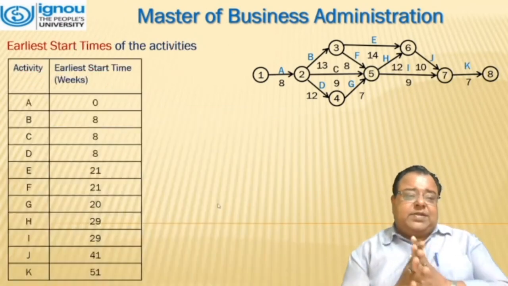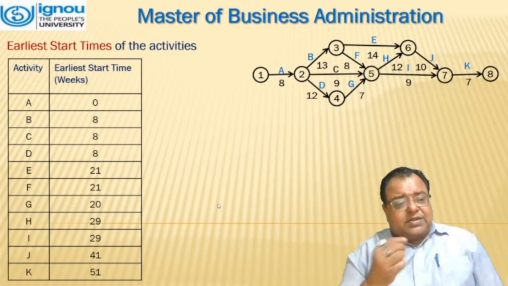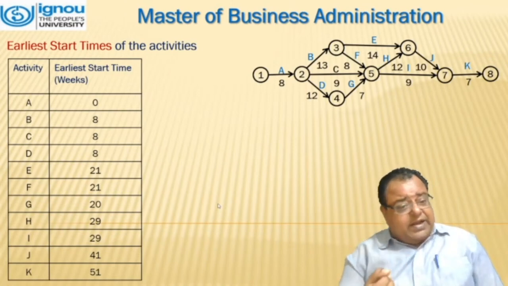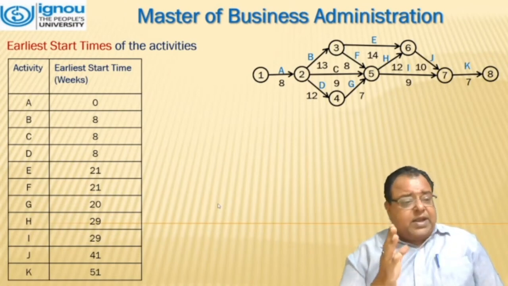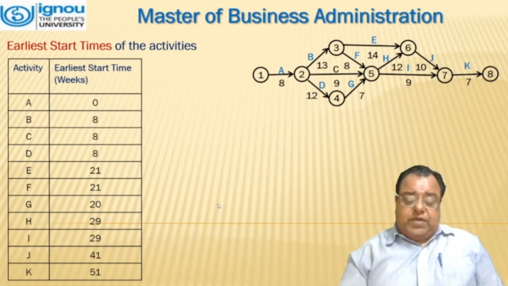That means the earliest start time will be tabulated. What we have calculated earlier is being tabulated over here. That is TE. For each event, it has to be written in the tabulated form, which comes out to be 0, 8, 8, 8, 21, 21, 20, 29, 29, 41, and 51.